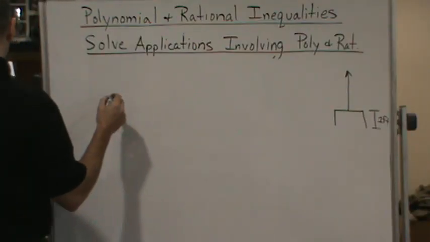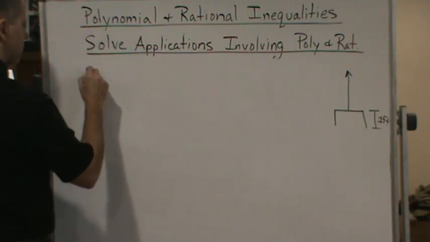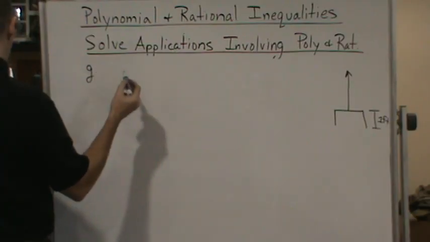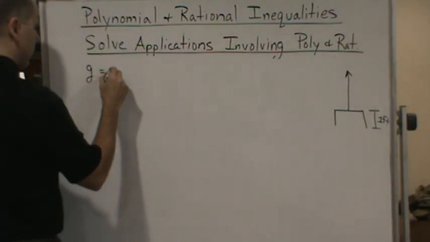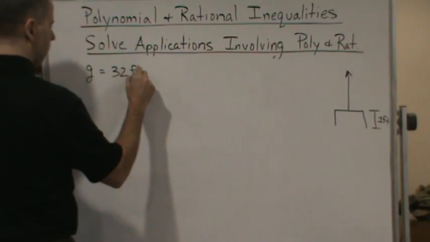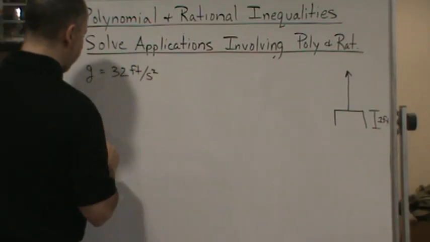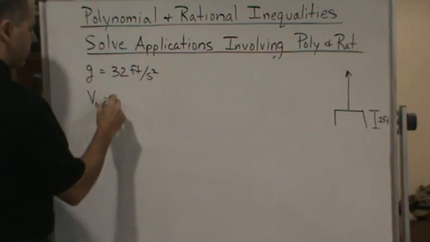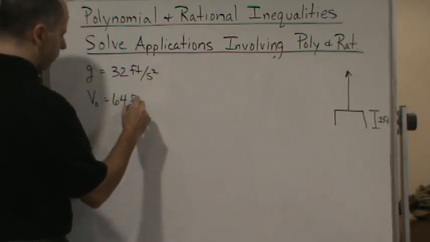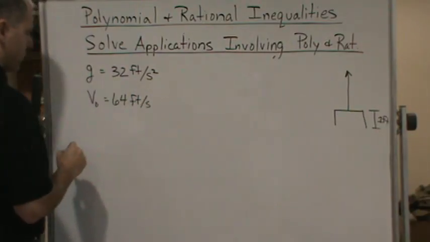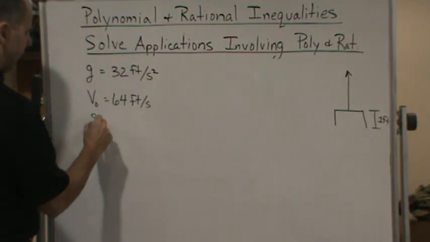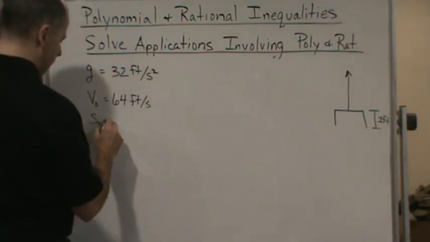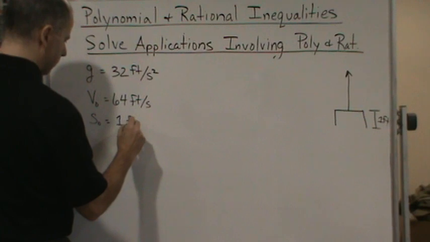So the way we would write this is, first of all, they give us the gravitational acceleration with the correct units, which is 32 feet per second squared. The initial velocity, V naught, is 64 feet per second. The initial height or position of the rocket is 1 foot above ground, which is equal to 1 foot.